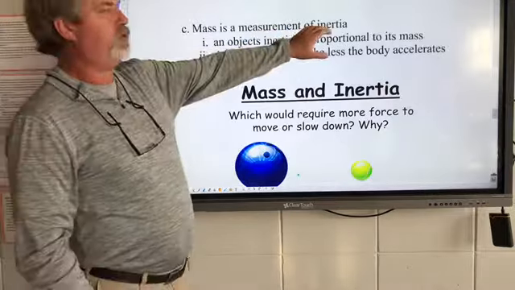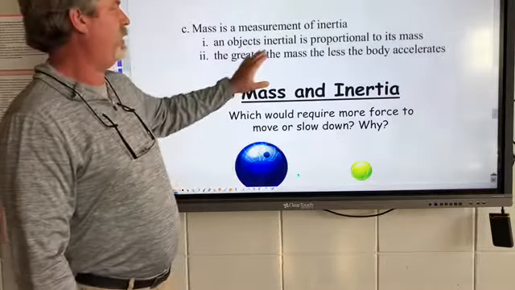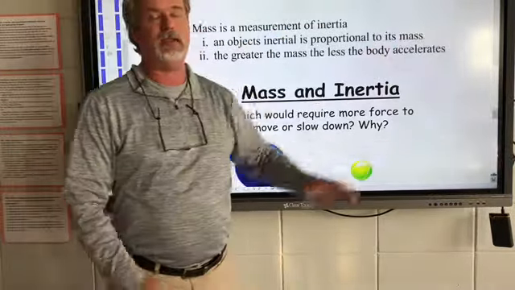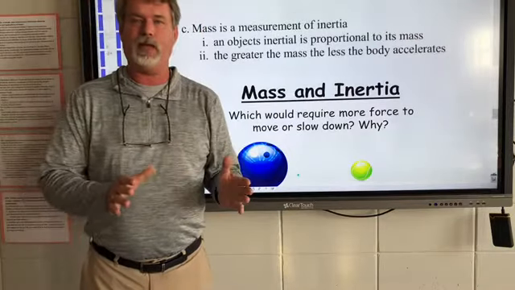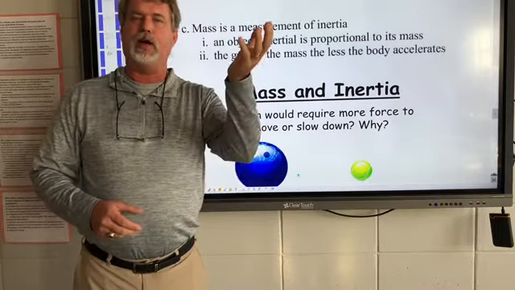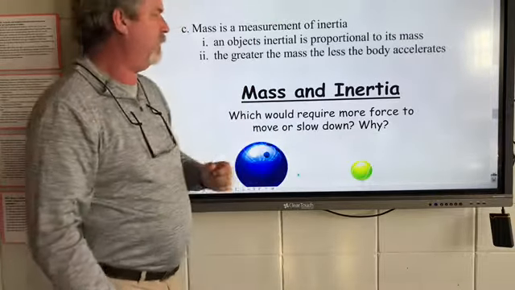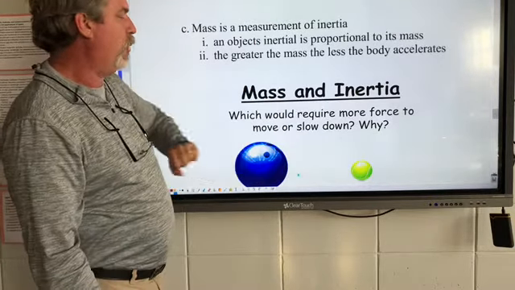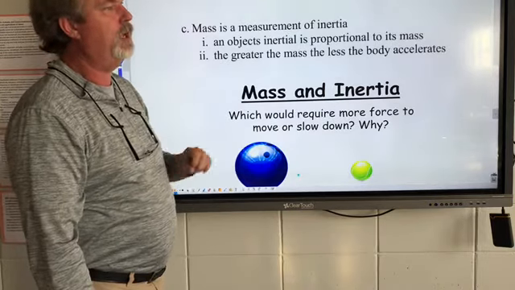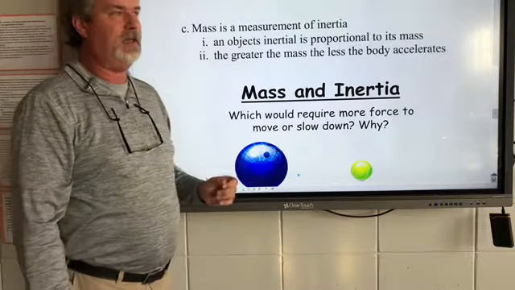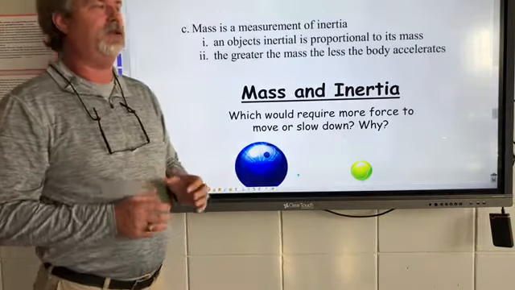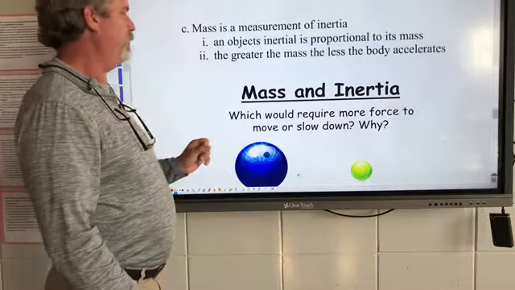So mass is a measurement of inertia, and we know that an object's inertia is proportional to its mass, and you should have seen that from the lab activity: as the mass of an object goes up, the acceleration of that system would go down. So the bowling ball has more inertia because it has more mass, which means its acceleration is going to be lower under the same force.